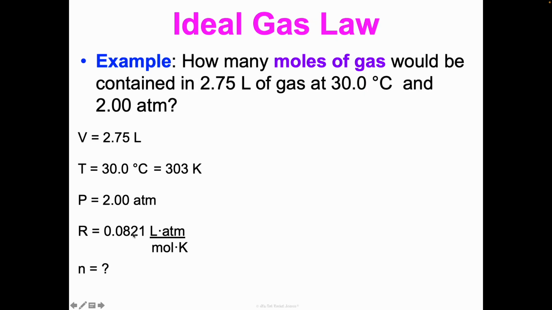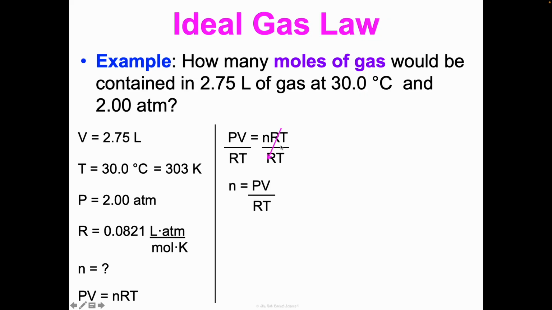We want to know n, which is the moles of gas. So look at your equation sheet. Which equation are we going to use? We're going to use PV equals nRT. Now we just need to rearrange so that n is by itself. n is currently being multiplied by RT, so we're going to do the opposite of that and divide both sides by RT, and that will get those to cancel out. And it leaves us with n equals PV over RT.